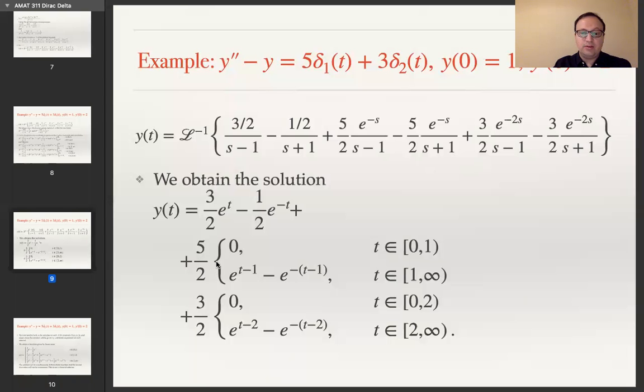So as you can see, on the interval [1, 2) we get two contributions. We get 3/2 e^t minus 1/2 e^(-t), and then plus 5/2 times (e^(t-1) minus e^(-(t-1))). And the third expression still doesn't contribute, because on the interval [1, 2) the third expression is 0.